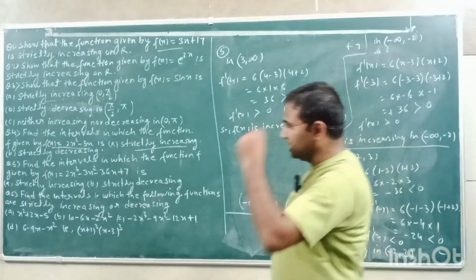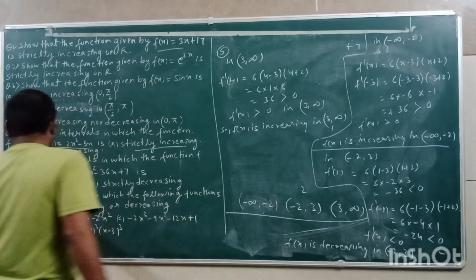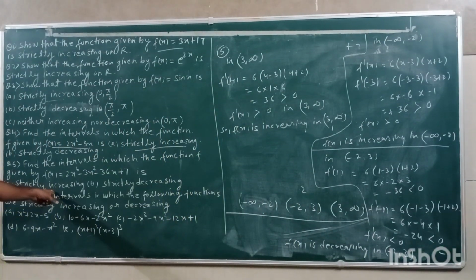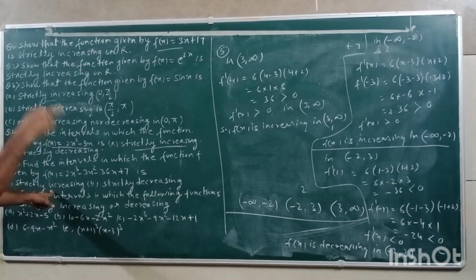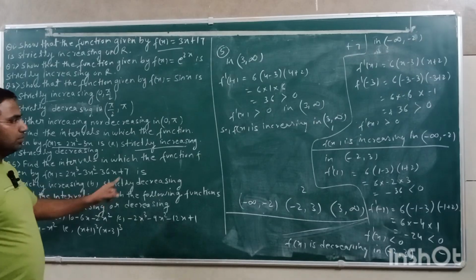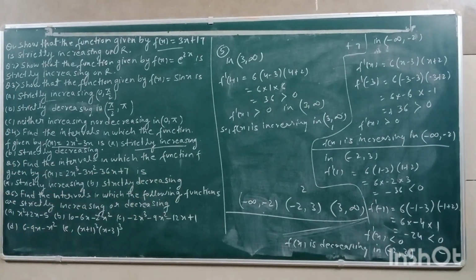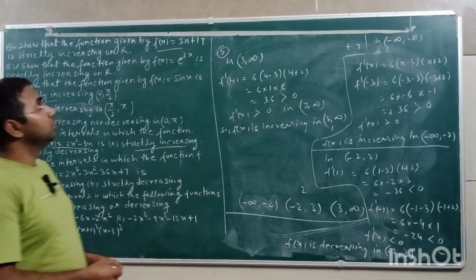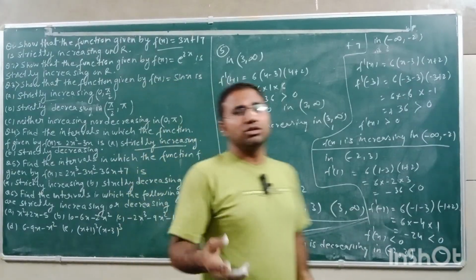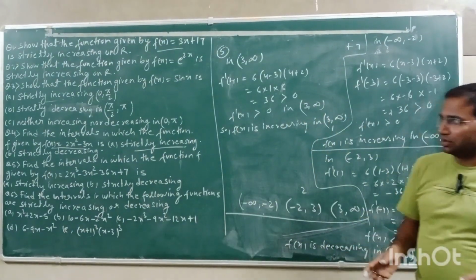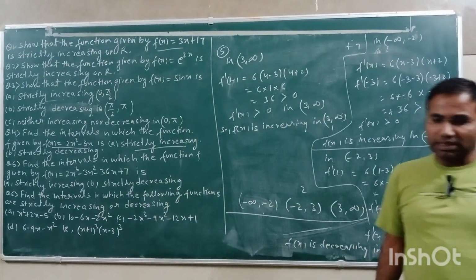So in this way you will tell that. For the first one, two answers will be there. The first one is minus infinity to minus 2 and 3 to infinity, and for decreasing, minus 2 to 3. So see here, in this way you will tell in which interval the particular function is increasing or decreasing. So in this way we can find the interval.